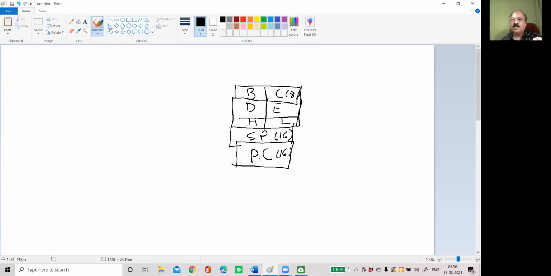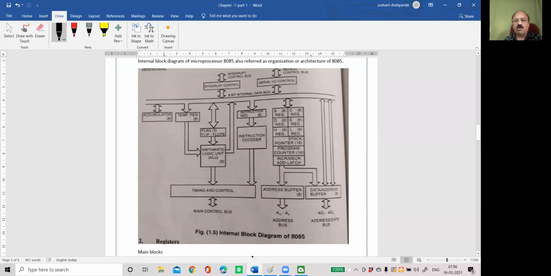Now, once the instruction starts executing, the microprocessor must understand which instruction is to be executed next. So this particular address should be increased or decreased by 1. So there is another register which is called increment or decrement. Is this block clear? Correct.